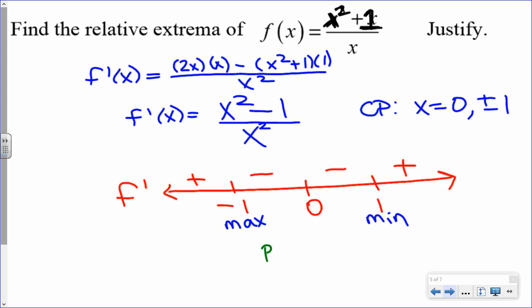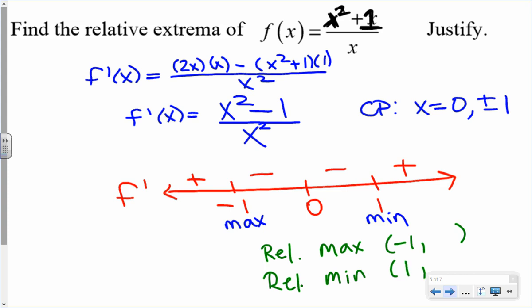So we have a relative maximum at -1 something, and we have a relative minimum at +1 something. When we plug in -1, what do we get? -2. And when we plug in +1, what do we get?